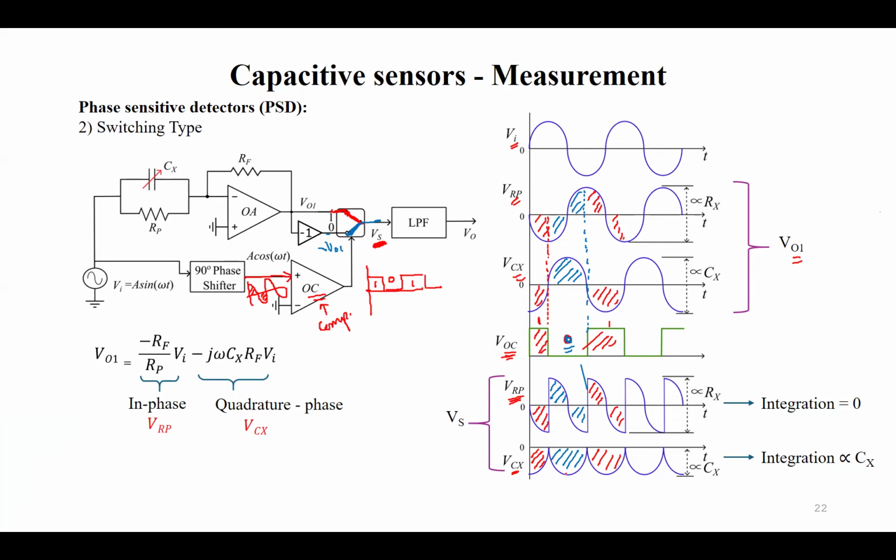And if you see here, VCX is like a full wave rectified signal, right? That is, the signal corresponding to CX will be rectified. And VRP is like half of each period is actually inverted. So you'll get a signal which is somewhat similar to this. If I apply this signal to an integrator, the output will be proportional to the integrated value, the area under the curve. So what happens if I integrate this signal?